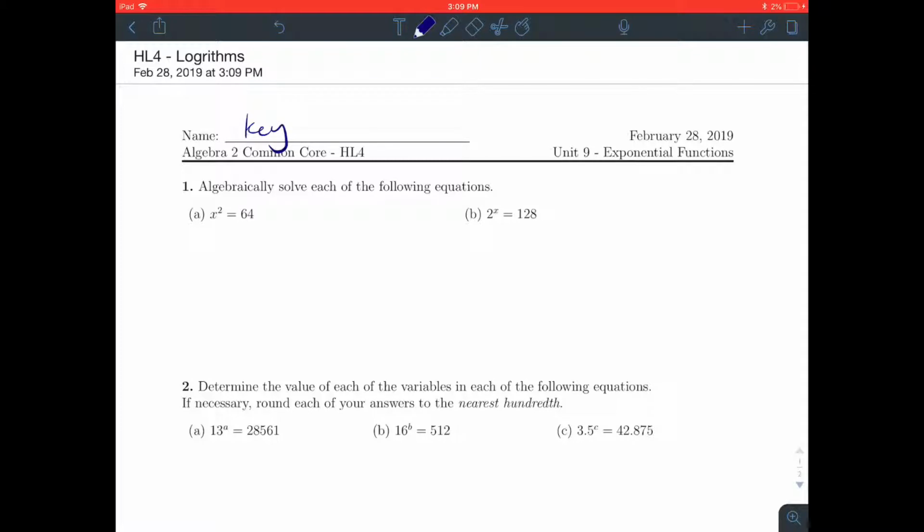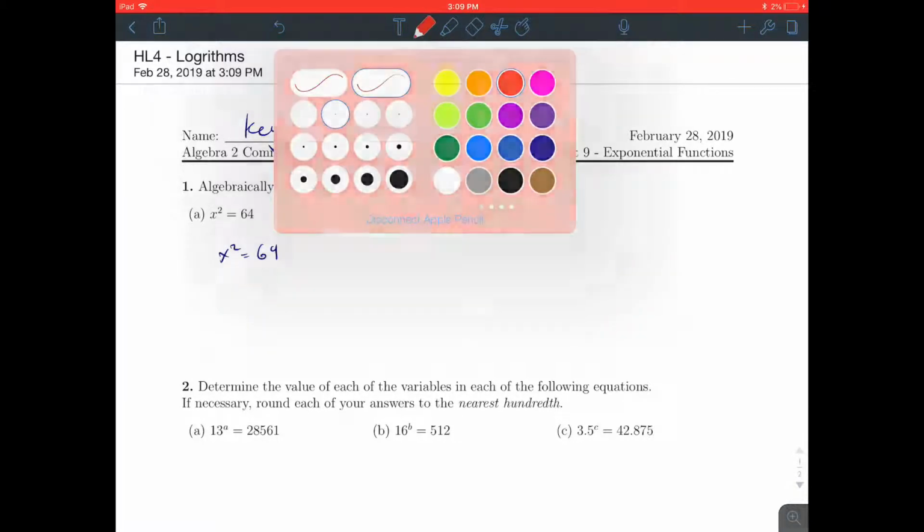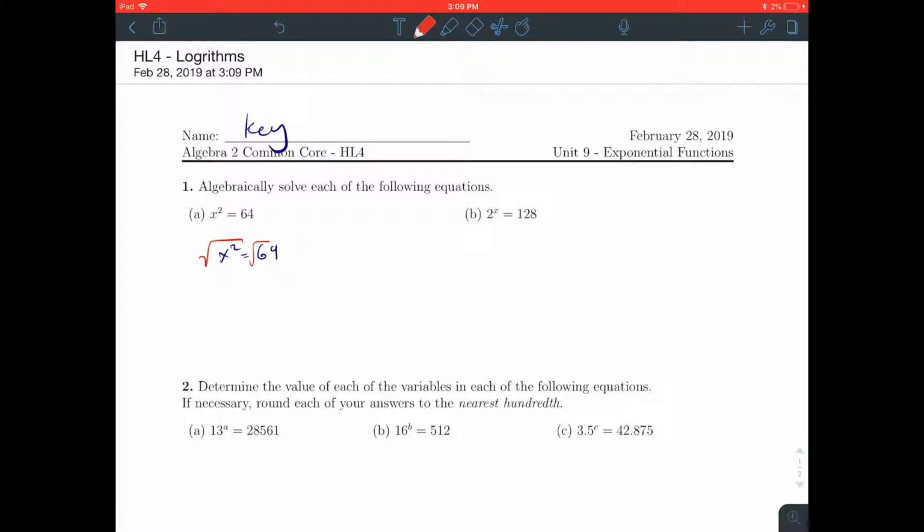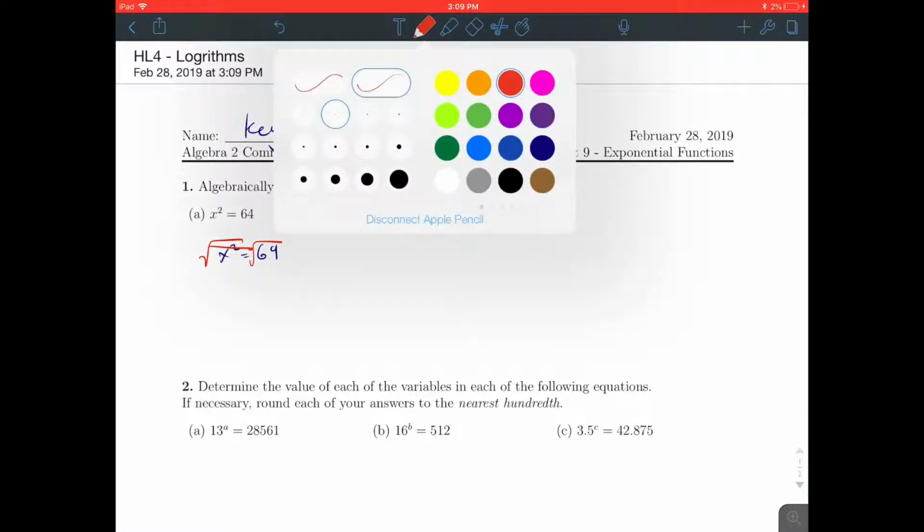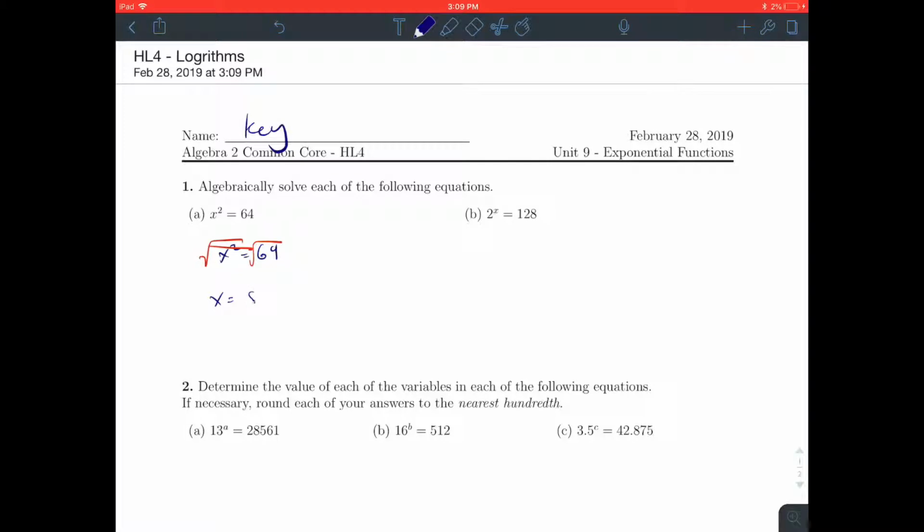So we're going to solve each of the following equations. We have x squared is equal to 64. To eliminate x squared, we take the square root of both sides. We get x equals 8.